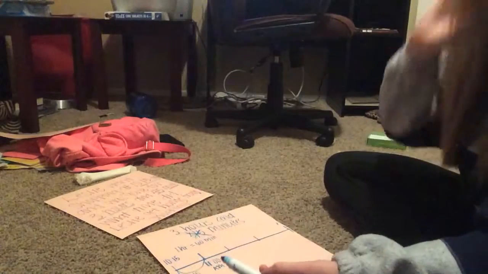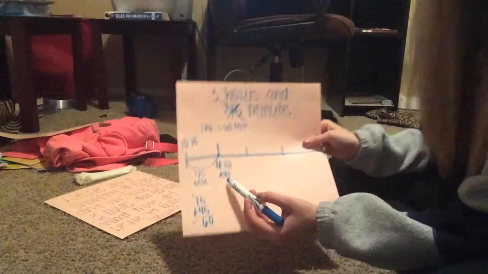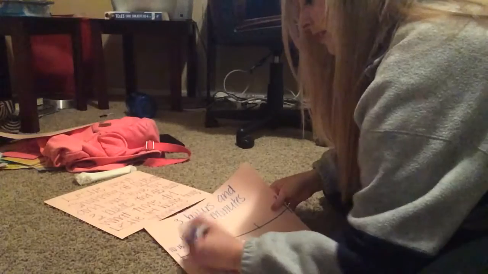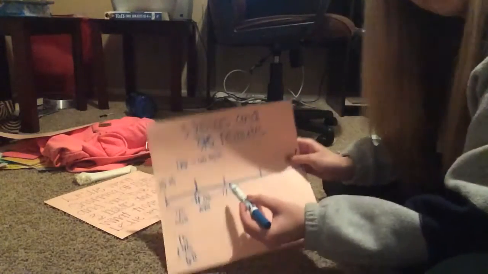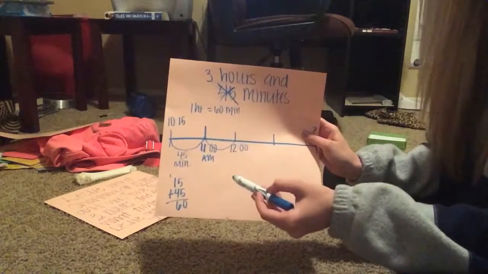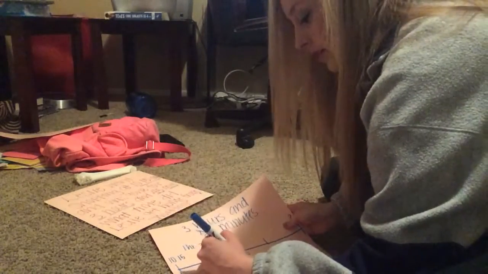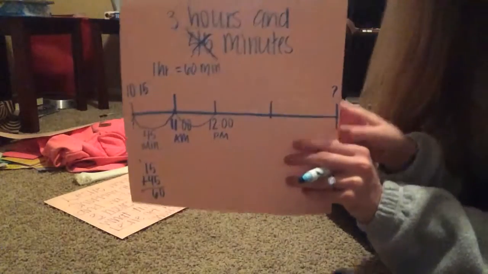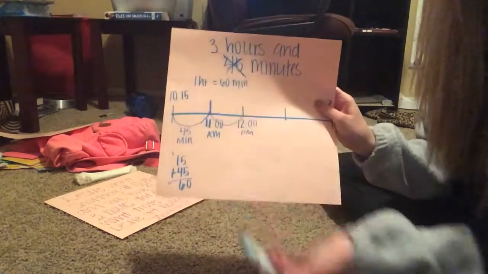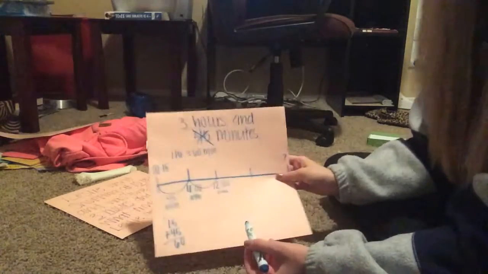So 11 plus 60, or 60 minutes equals an hour, so 11 plus 1 hour is going to be 12. So 12 o'clock, 11 plus 1 hour is 12 o'clock. Now, when you get to 12, it turns into p.m. instead of a.m. So now we're at 12 o'clock p.m., adding 1 more hour. So now we're at 1 hour and 45 minutes, and we need to get to 3 hours and 45 minutes. So after 12, I need to add 1 more hour.